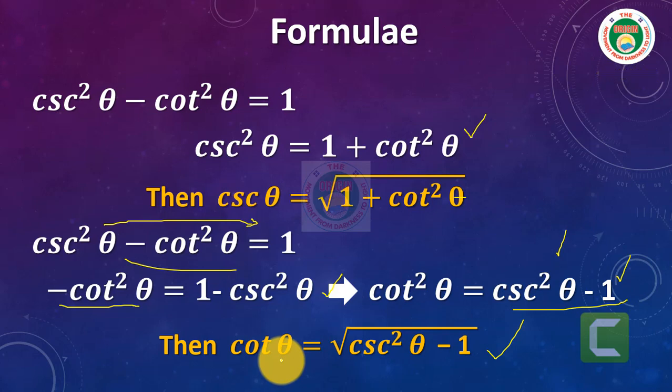These are very very important formulas. First one is sin square theta plus cos square theta equal to 1, secant square theta minus tan square theta equal to 1, and cosecant square theta minus cot square theta equal to 1. Three formulas, and the relationships are very very important. It is better to remember these relationships for faster calculations.